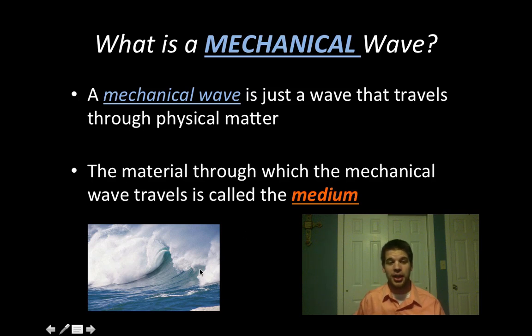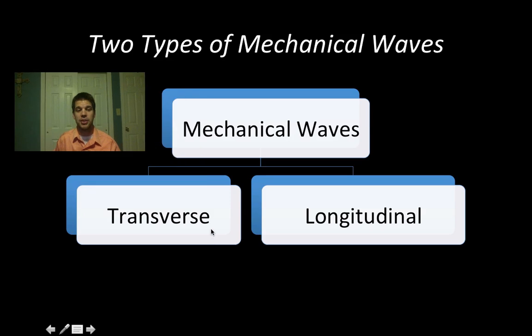Okay, so I have an example of a mechanical wave down here. It's a water wave that we're used to seeing in the ocean. All right, and the medium for that water wave is the water itself. It's the matter that the wave is traveling through, that the energy is traveling through. So that is what makes mechanical waves unique.